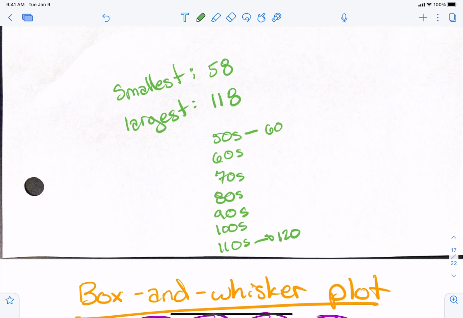What if we went by 200? So 0 to 200, 201 to 400. That way we would just put all of them in one big column. No, that would be so much easier.